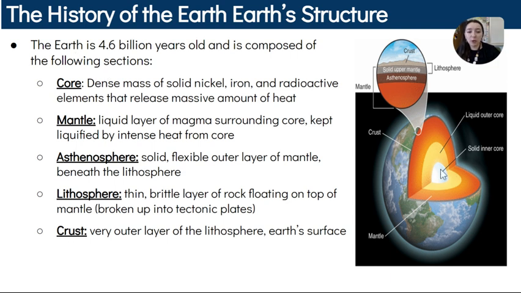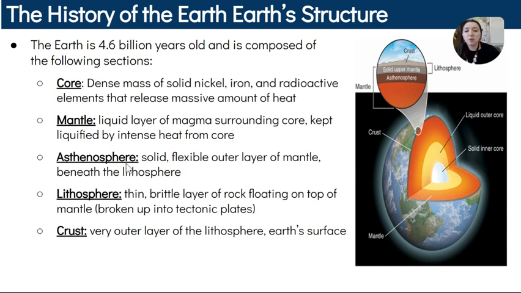So the innermost area is the solid inner core. It's a dense mass of solid nickel, iron, and radioactive elements that release massive amounts of heat. So that's the reason why, as you go deeper into the Earth, it is really, really hot. And it's what keeps this liquid outer core right here liquid. Okay. So after that, we have the mantle, which is a liquid layer of magma surrounding the core, kept liquefied by the intense heat from the core.